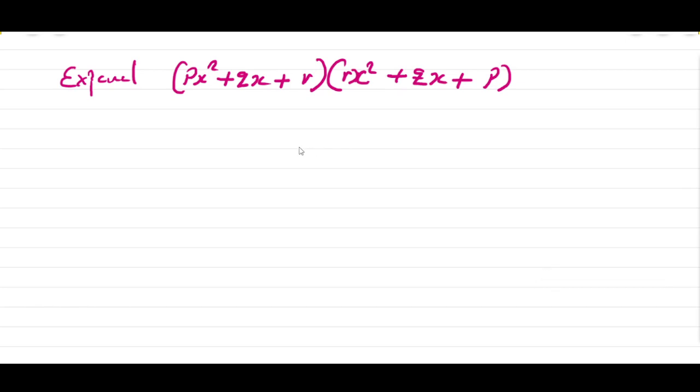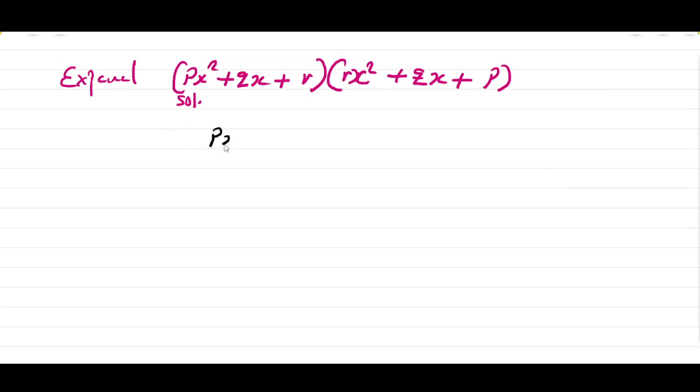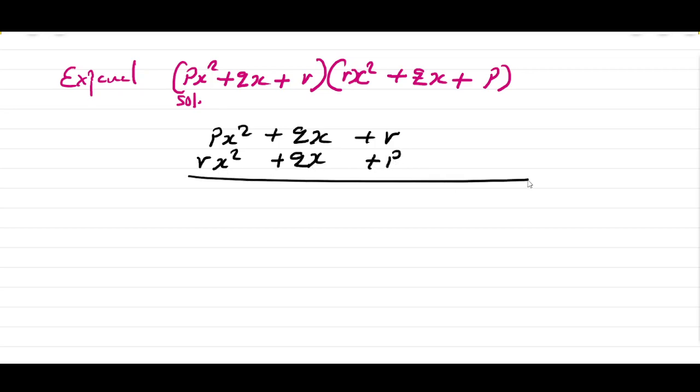Well, the approach is to just list it out. So we write our solution. We list it like we normally do, starting with px squared plus qx plus r. Then below it, rx squared plus qx plus p. And then just as before, we'll multiply the corresponding powers here.